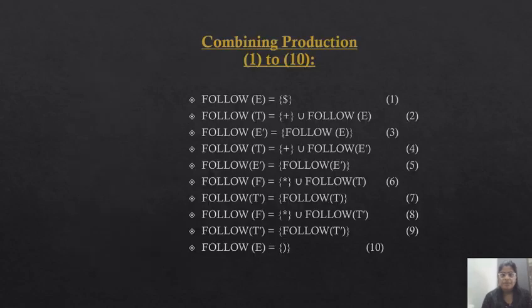At last, from 1 to 10, the total combination of the follow statements is this. Follow of E is dollar, follow of T is plus union follow of E, follow of E dash is follow of E, follow of T is plus union follow of E dash, follow of E dash is follow of E dash only, and follow of F is star union follow of T. And as usual, we get it for all the statements we constructed from the grammar.